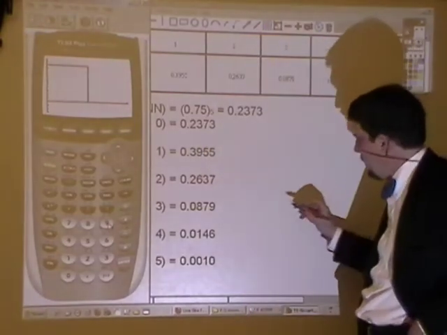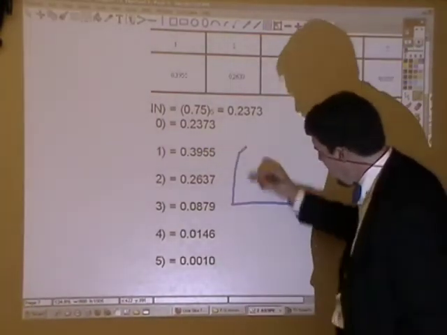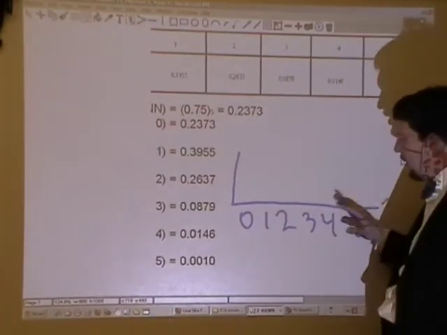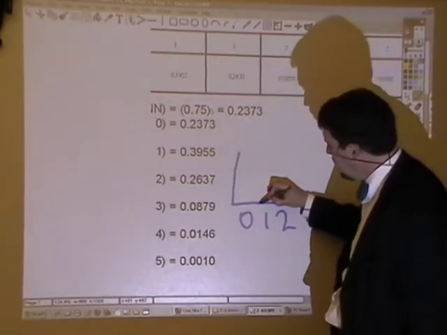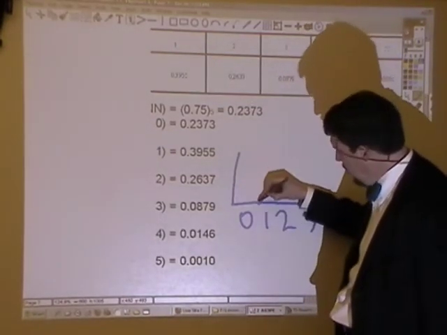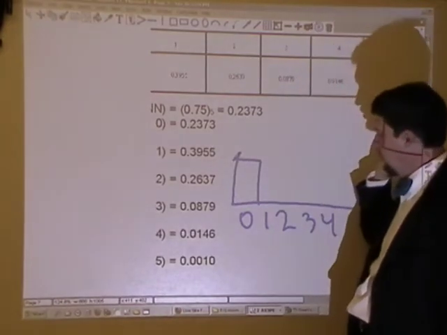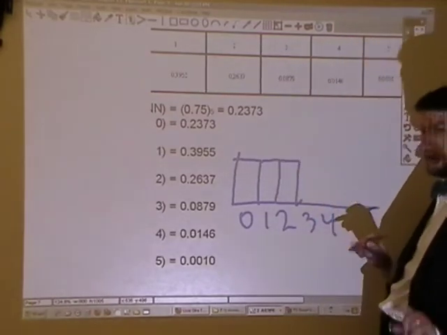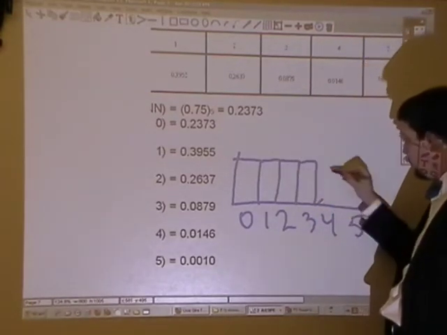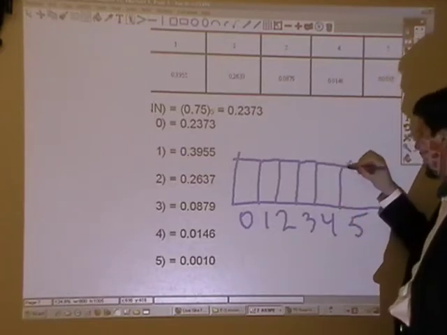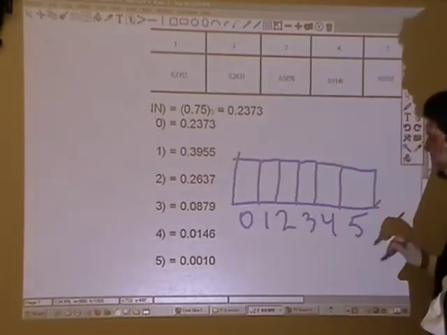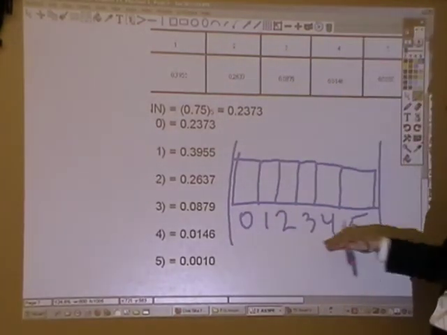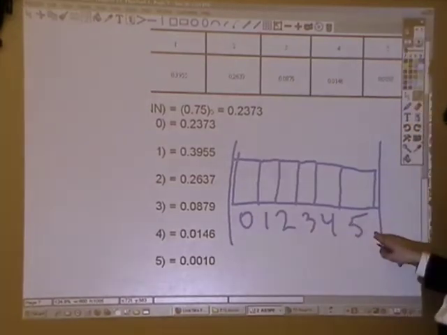Now, let's think about what's happening here. Here's my graph, and I have to go 0, 1, 2, 3, 4, and 5. And what I want is for this first bar to go from 0 all the way up to but not including 1. And then from 1 up to but not including 2, and 2 up to but not including 3, and 3 up to but not including 4, and 4 up to but not including 5, and 5 up to but not including 6. Which means I have to set this X window to go from 0 to 6.